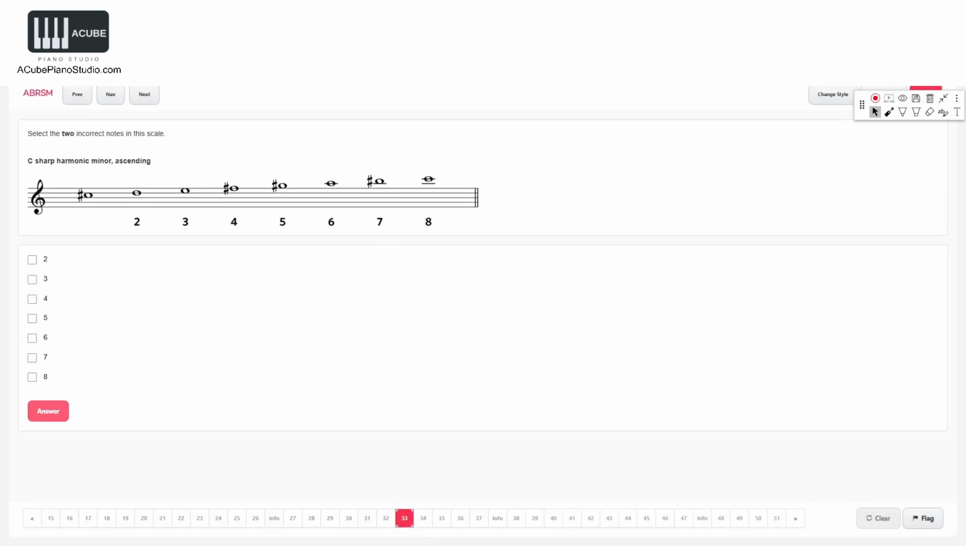Alright, let's go through this question together. So in this question, you are asked to select two incorrect notes in this scale. It is C sharp harmonic minor ascending. Okay, so let's first start off by looking at the key signature for C sharp minor. So this one, you should have written it in your key signature chart, and you can refer to it for the rest of the exam. Okay, so just refer to it.